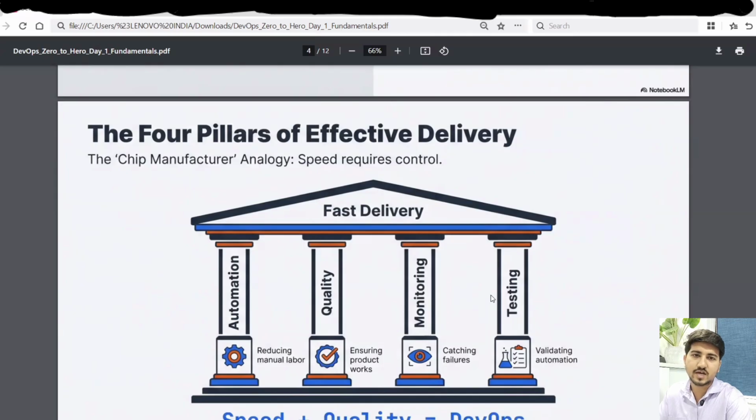Monitoring helps us catch the different types of failures. After doing all this, we send it to the tester. Since DevOps is doing the work of four different departments, testing will be used, and in this testing we will validate that the automation is in place and working properly.